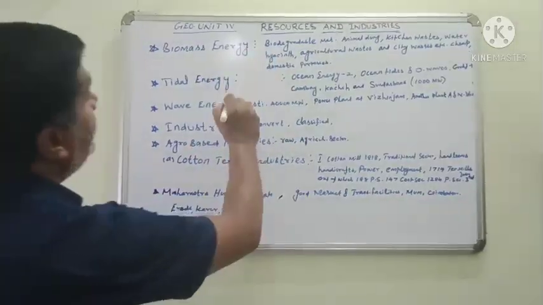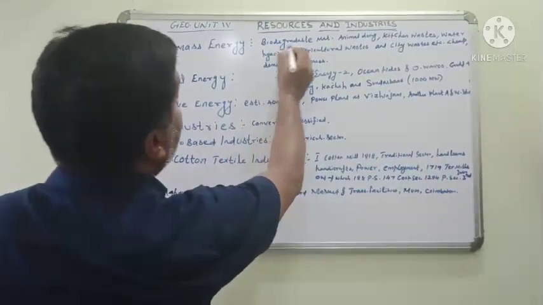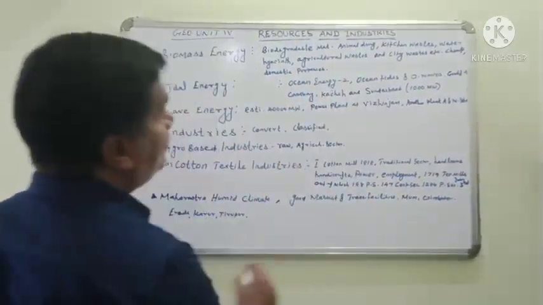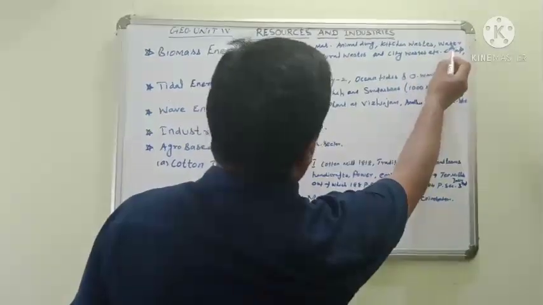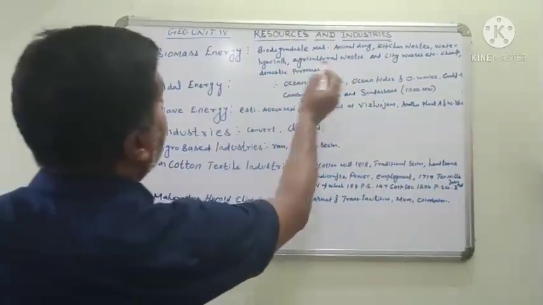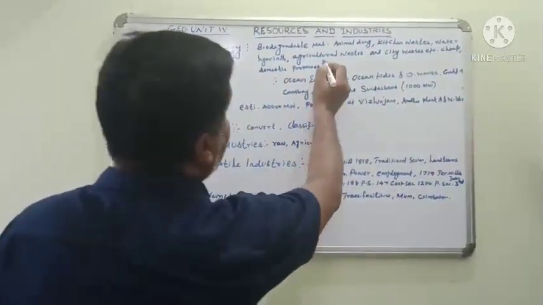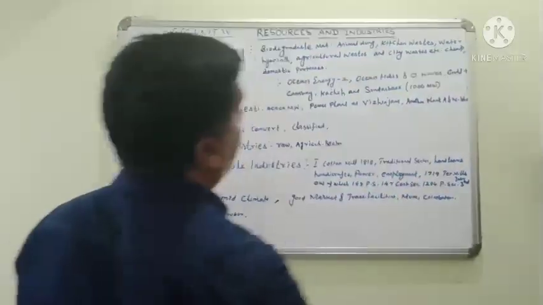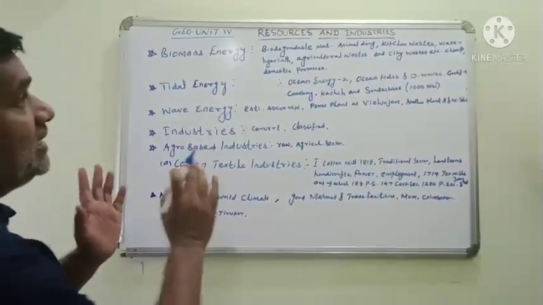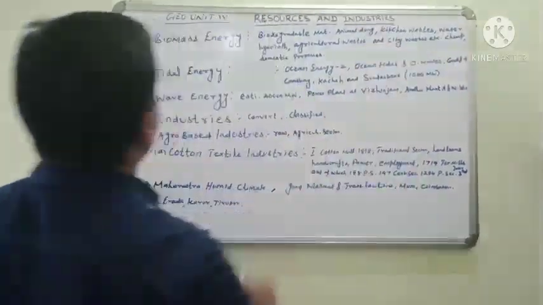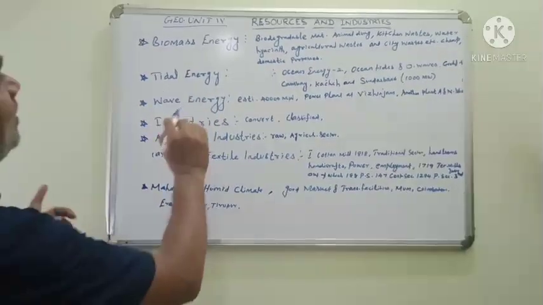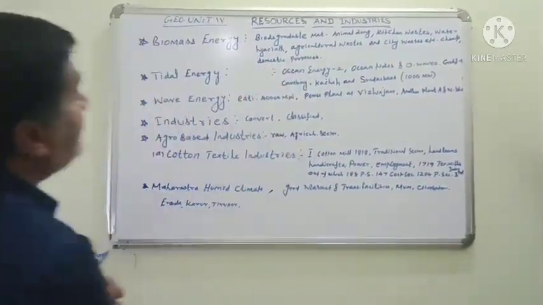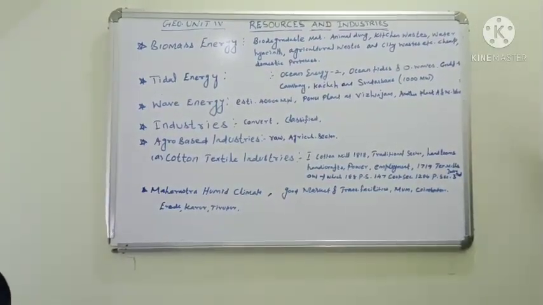Biomass energy is obtained from biodegradable materials like animal dung, kitchen waste, water hyacinth, water plants, agricultural waste and city waste. It is one of the cheap sources of energy. It is used for domestic purposes in our country.